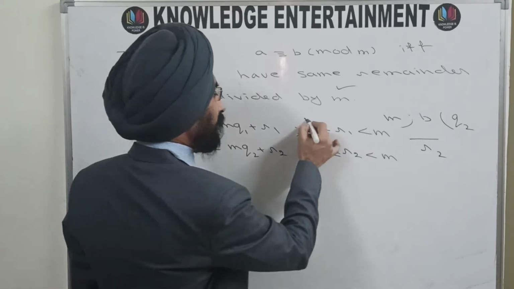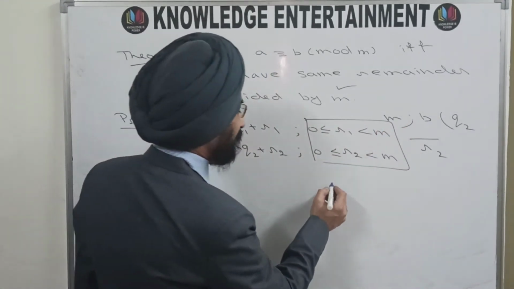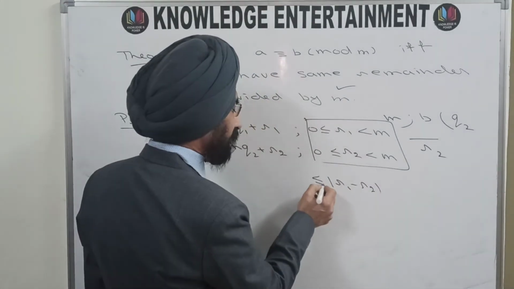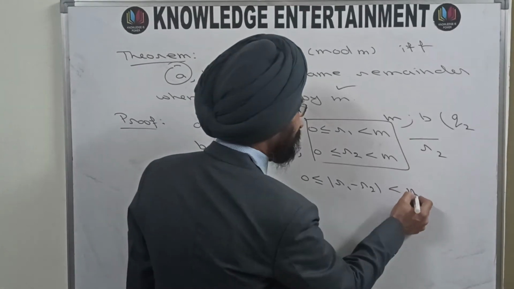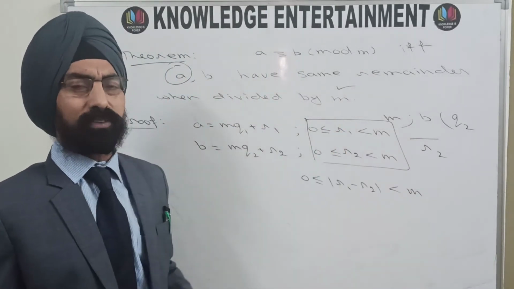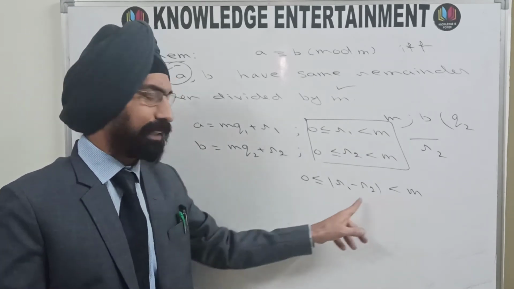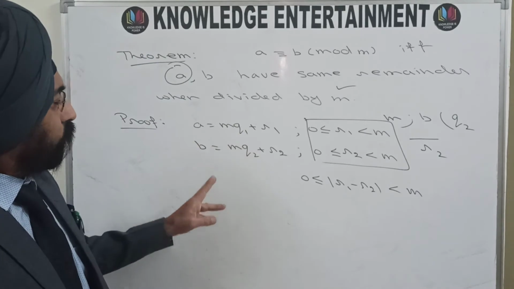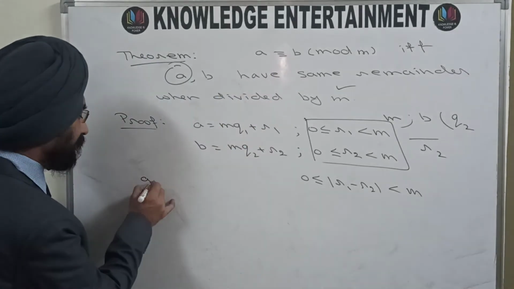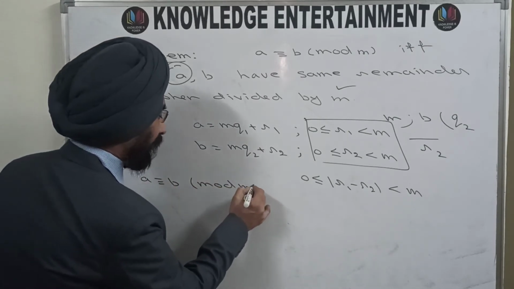Looking at these two conditions, we can very easily conclude that the mod of R1 minus R2 is greater than or equal to 0 but strictly less than M, because both the numbers R1 and R2 are less than M. If two numbers are less than M, their difference can't be greater than or equal to M. It must be less than M. So once again, you are given that A is congruent to B modulo M.